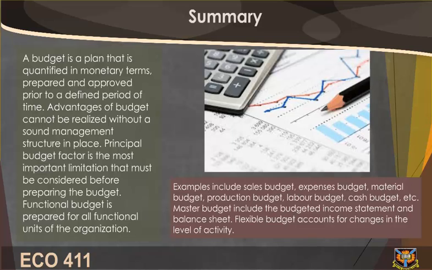Functional budget is prepared for all functional units of the organization. Examples include sales budget, expenses budget, material budget, production budget, labor budget, cash budget, and so on. Master budget includes the budgeted income statement and balance sheet. Flexible budget accounts for changes in the level of activity.